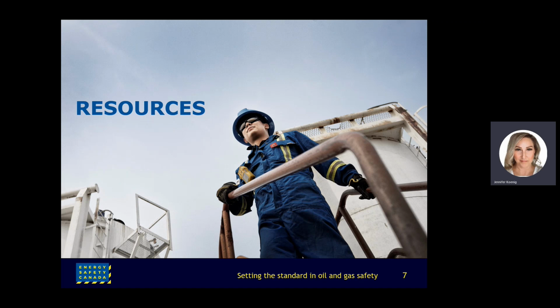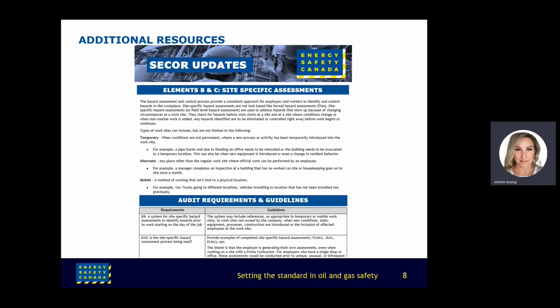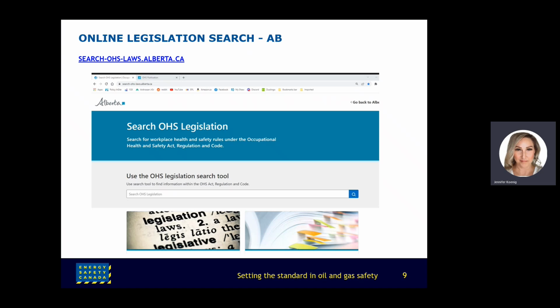We'll conclude today's presentation with additional resource information. ESC has created a one-pager that includes definitions, audit requirements and guidelines, example scenarios, and links to additional resources, which can be located on the ESC website under Core, then Materials and Resources. Additional information regarding legislation for Alberta employers can be found on the Alberta OHS Legislation Search tool under search-ohs-laws.alberta.ca.